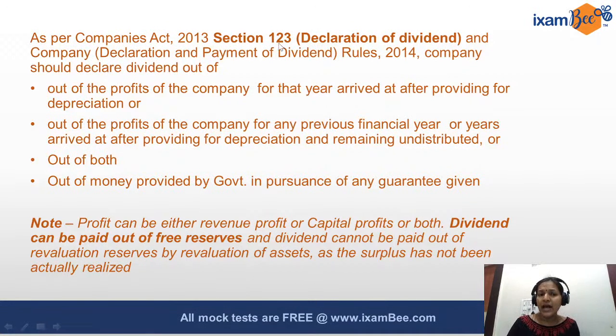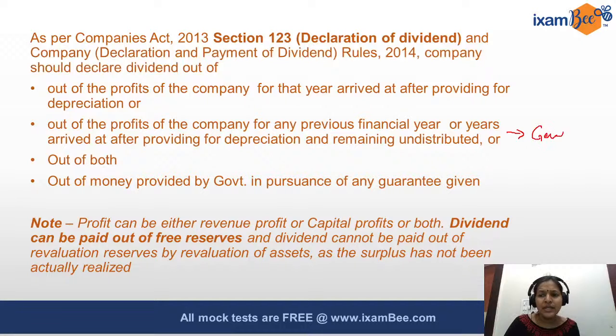The Companies Act declaration of dividend is covered under section 123, where it says you can declare dividend out of the profits of the company for that year, arrived at after providing for depreciation, or you can use the profits of the company for previous financial years, which has remained undistributed. So this amount actually goes in your general reserve, which has not been distributed or has not been used for any other purpose.